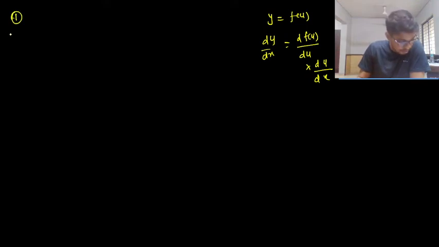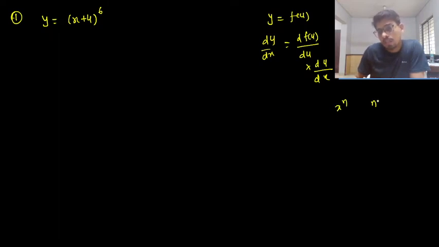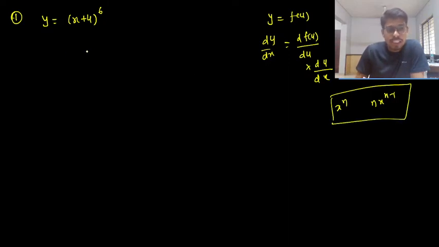So first example: suppose you have y equal to (x plus 4) power 6. In this case, one way is very simple. Just use Pascal's triangle to expand this bracket, and whatever you get, you can apply the formula that the derivative of x raised to n is n x raised to n minus 1. Either that way, or you can simply use chain rule here.